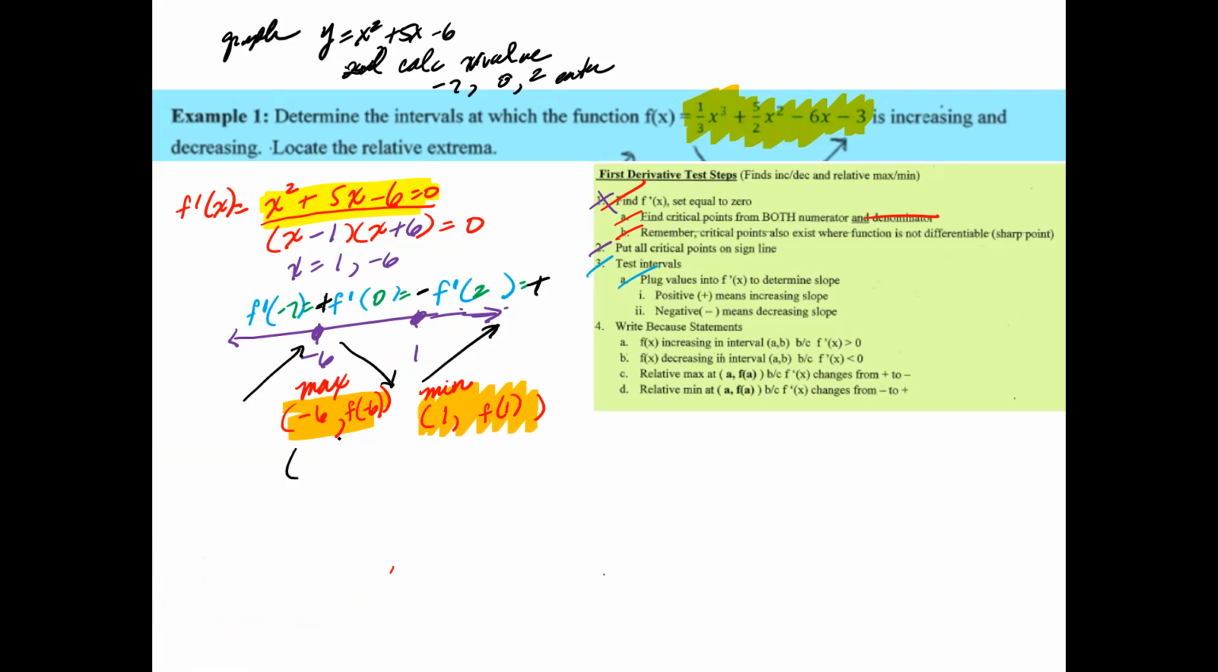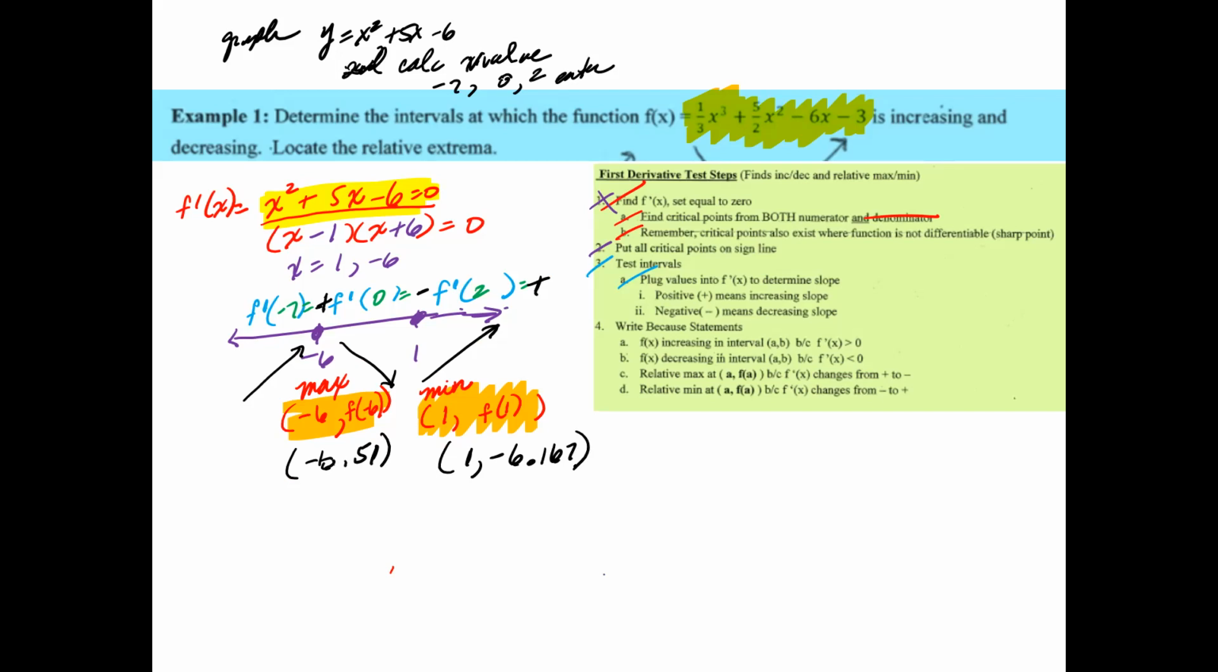And you'll find out that your max is going to be at, oh, here it is. Okay, sorry. -6, comma, 51 is going to be your max. And your minimum is going to be at 1, comma, -6 point, and it's going to be a decimal, 167. And that is going to be your min.